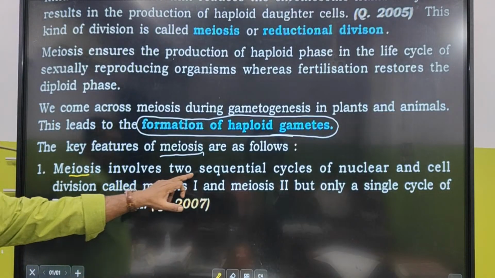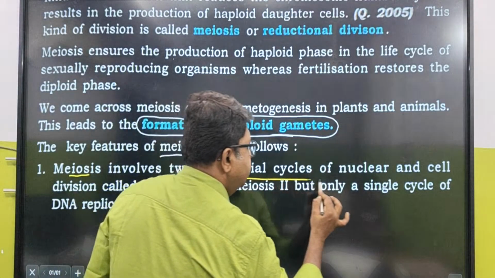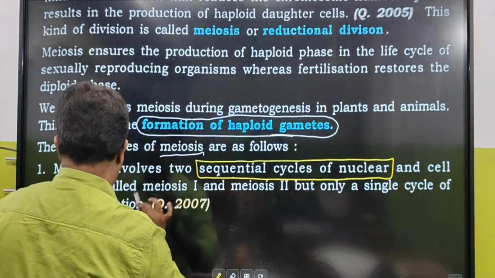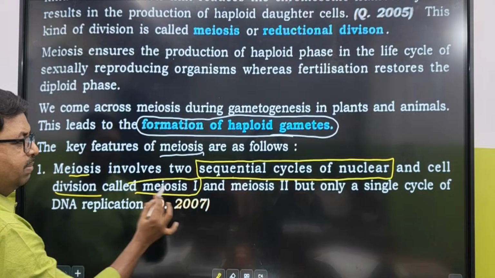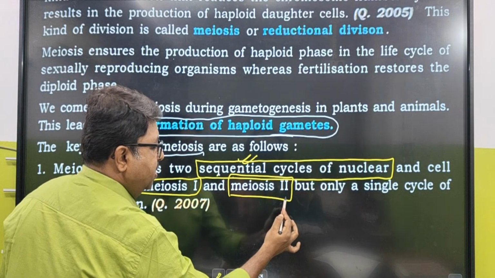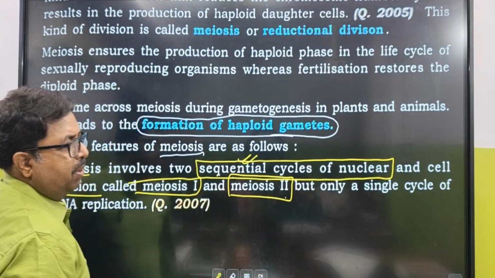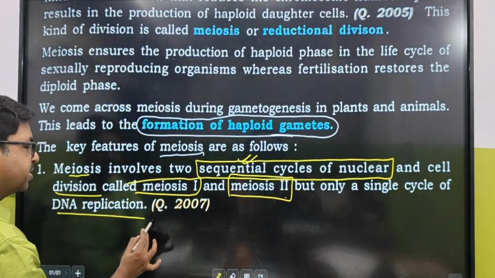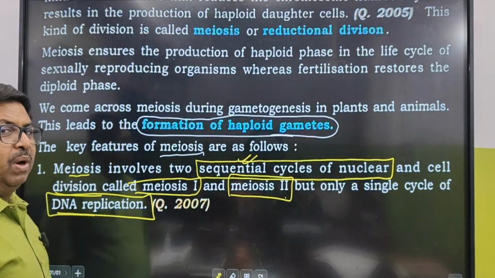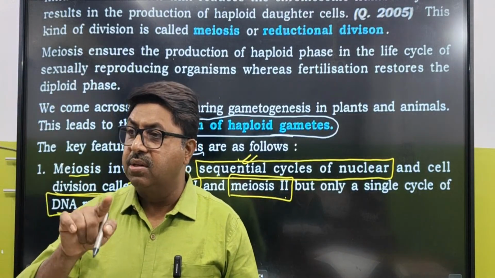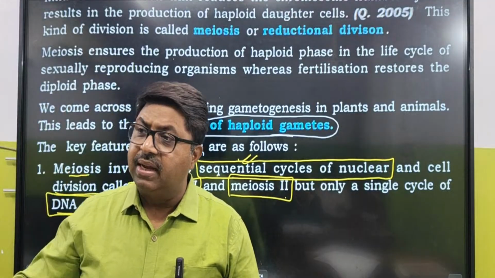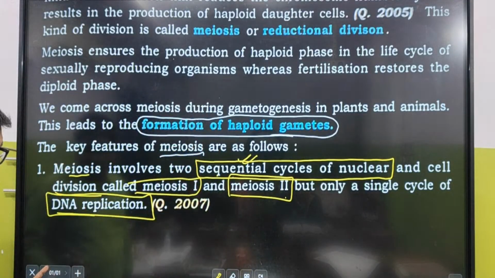Meiosis involves two sequential cycles of nuclear and cell division called meiosis 1 and meiosis 2. So there are two sequential events, one is meiosis I and the other meiosis II, but only a single cycle of DNA replication. Replication takes place only once, not twice. That is very, very important. There's a single cycle of replication. In meiosis II, there never needs to be any replication. That's what I have said to you.